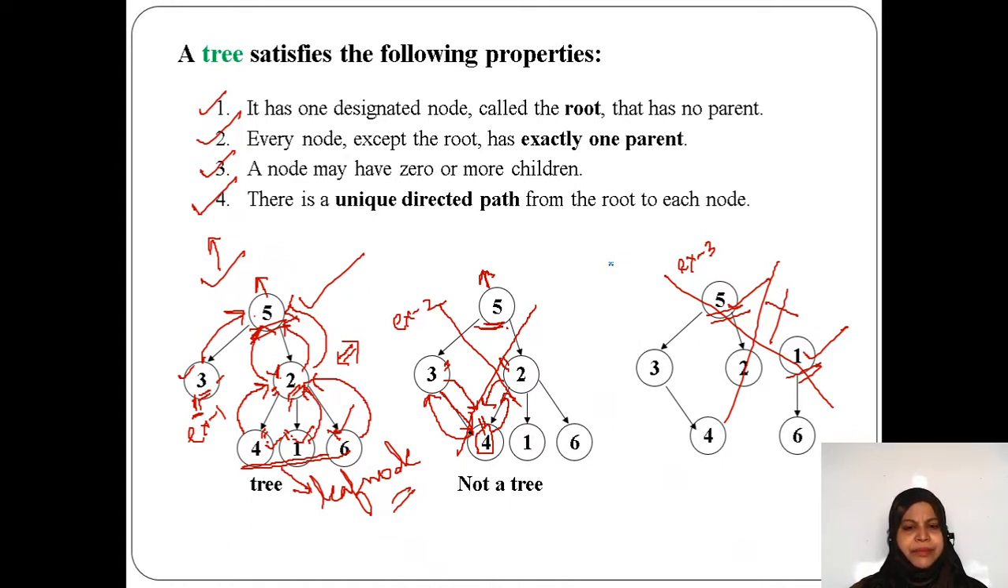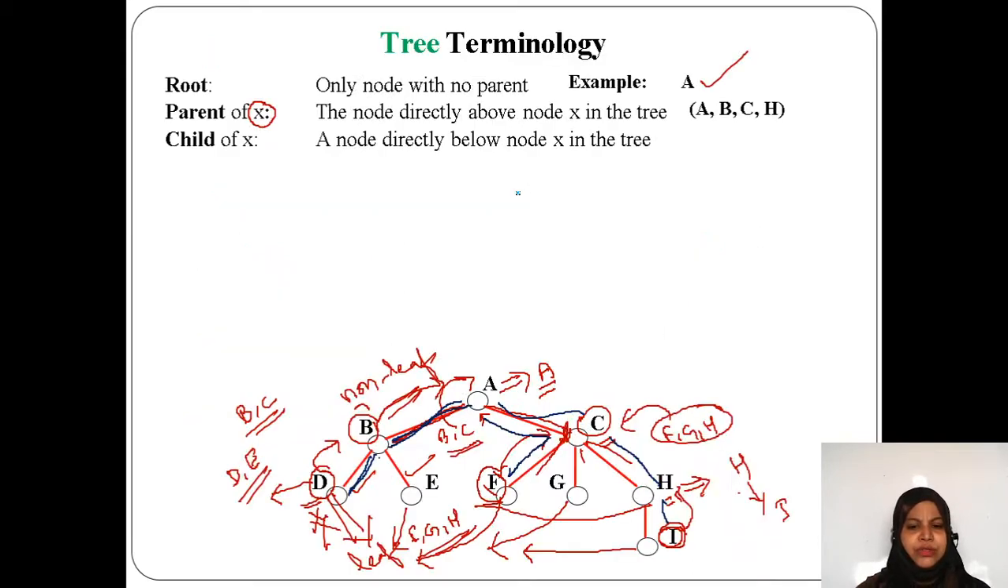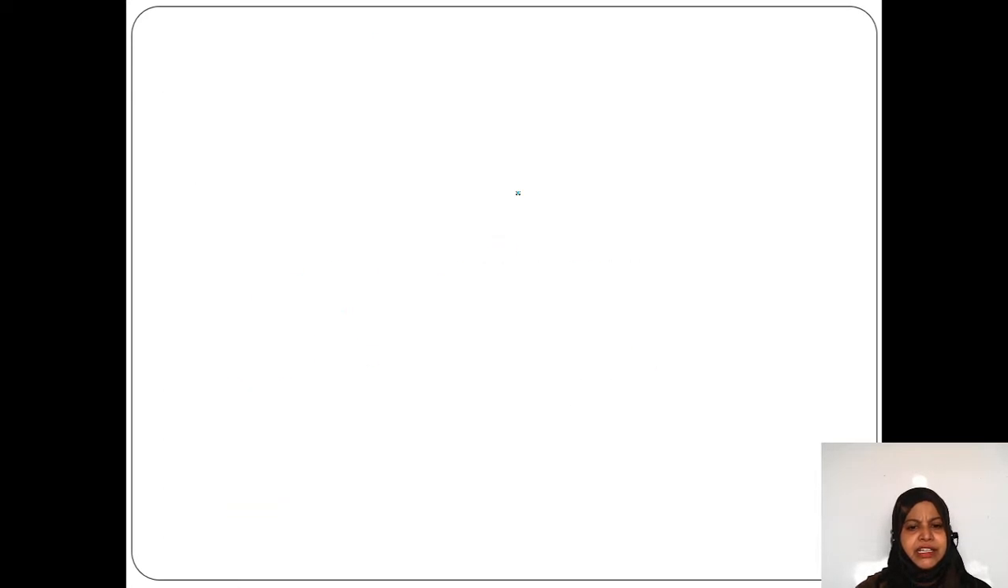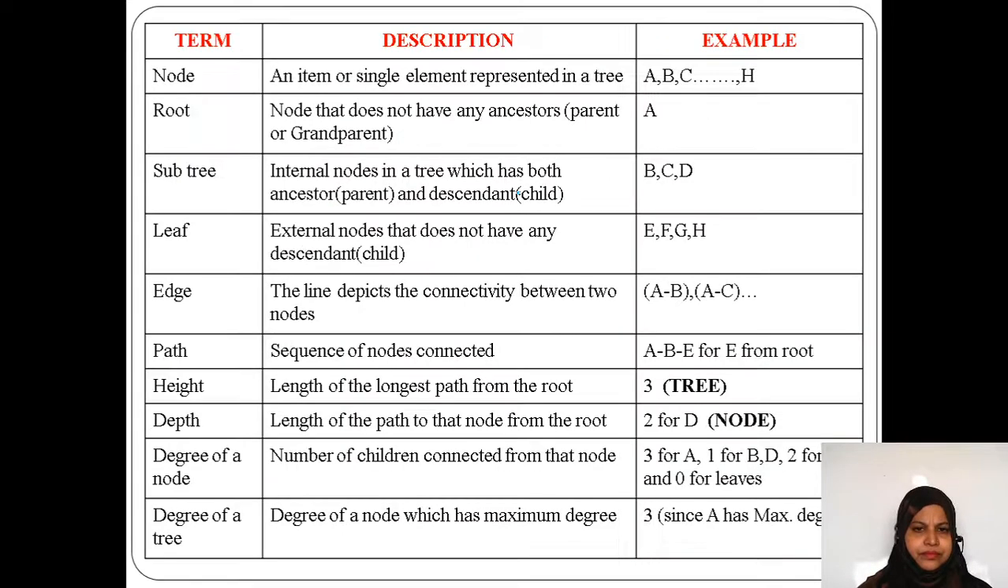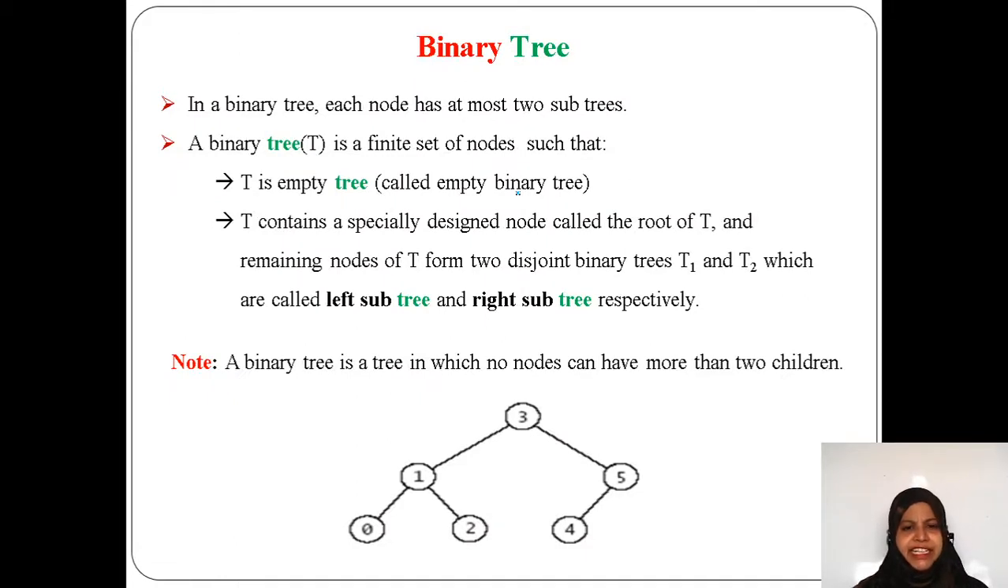A binary tree is also a tree only, but the difference is in the third property. A node may have 0 or more children, but in a binary tree a node has 0 or 1 or 2 children only. That is known as a binary tree, right? A binary tree with n elements has exactly n minus 1 edges, right? A binary tree is a tree where each node has at most two subtrees.